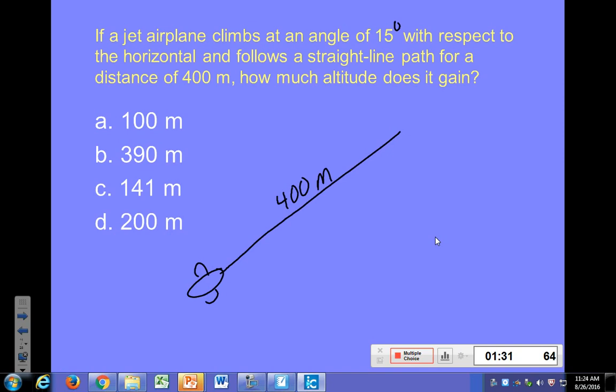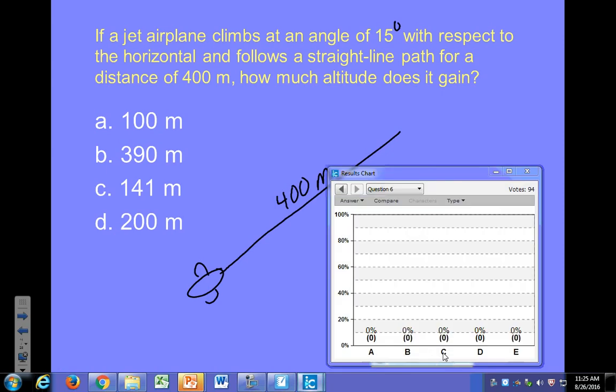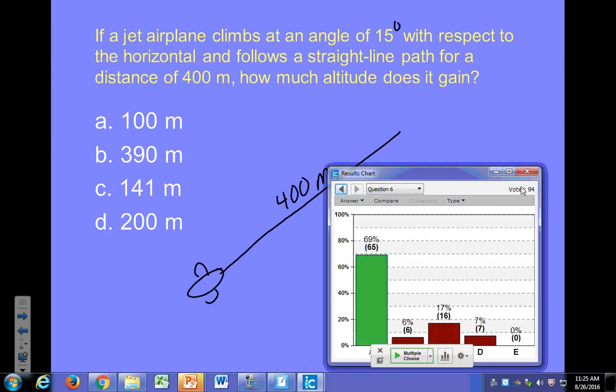Discuss your answer with your neighbor. I'm going to stop at 150. That's 5 more seconds. 150. Okay, good. A is right.